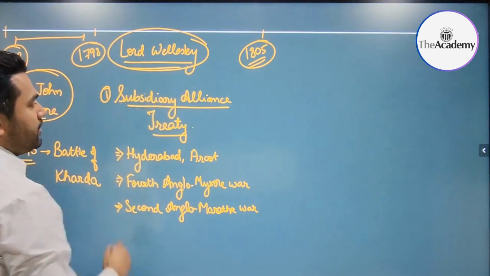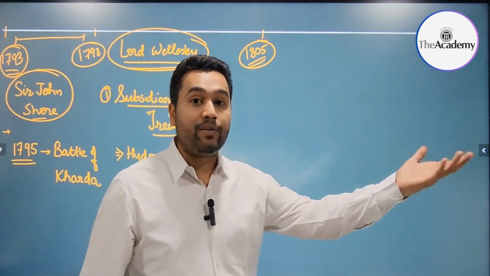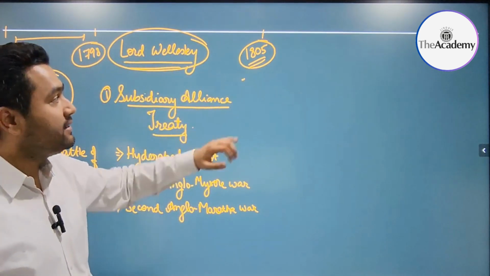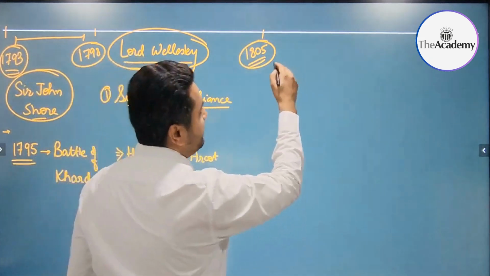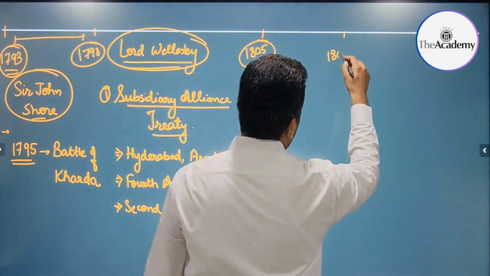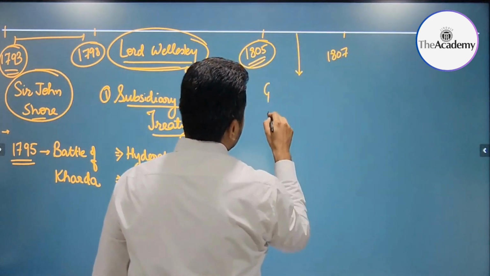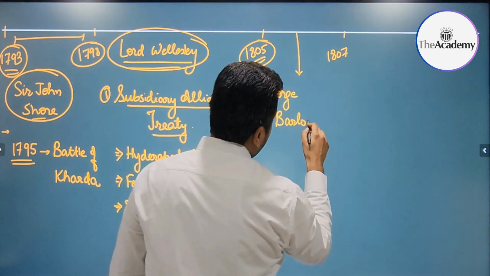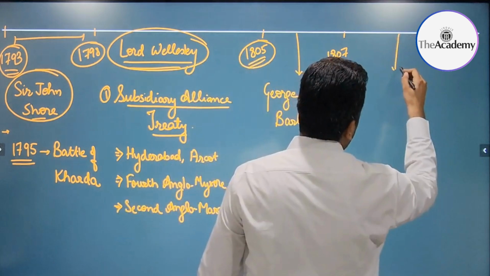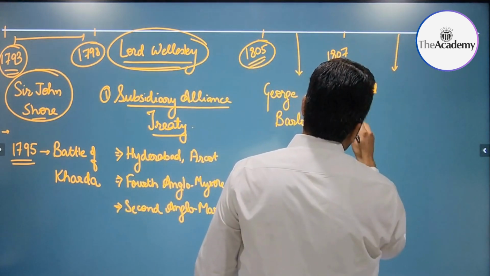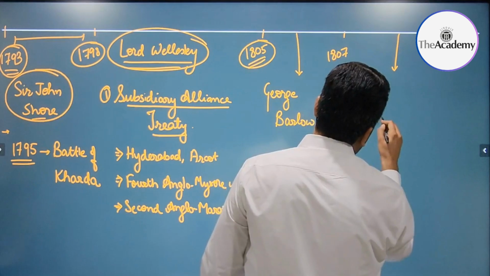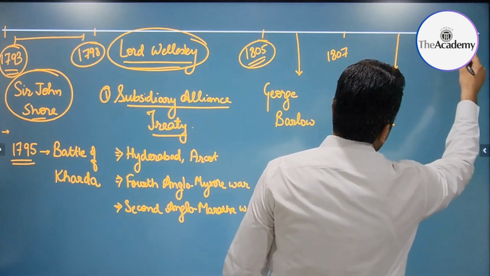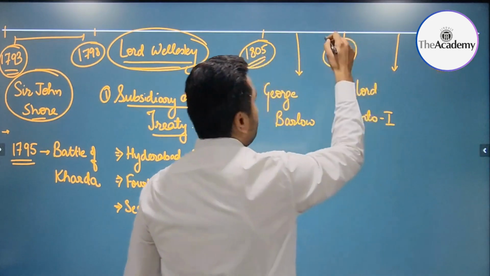Lord Wellesley's policy of territorial expansion did not go well with the Home authorities. And in 1805, Lord Wellesley was called back. And he was replaced by George Barlow, followed by Lord Minto I. Now, Lord Minto I is a very important Governor General who ruled from 1807 till 1813.